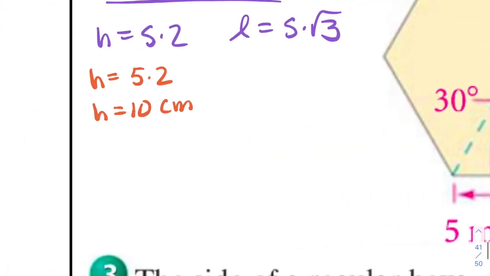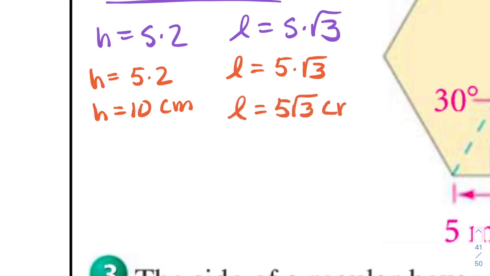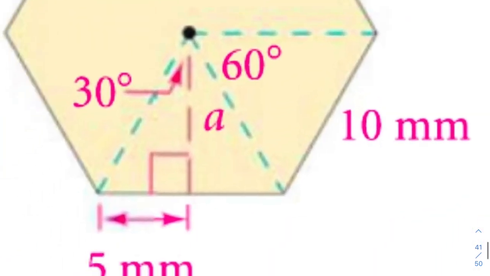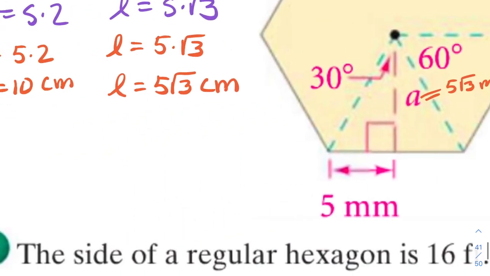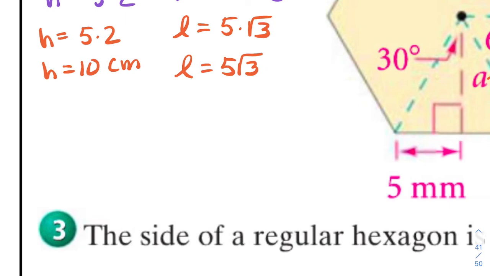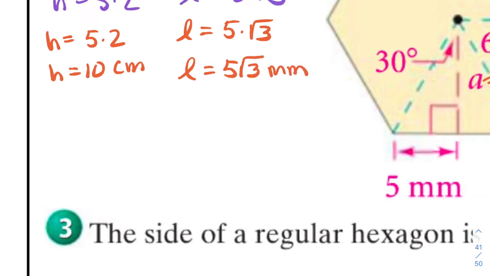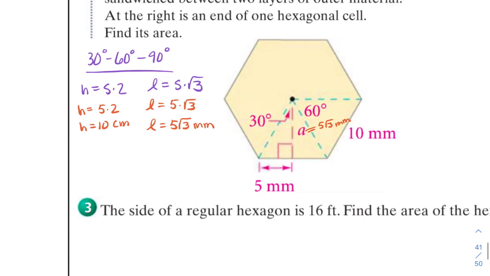That's not even what I'm looking for, though. I'm looking for this long side. So L equals 5 times the square root of 3. So L equals 5 square roots of 3 centimeters. So that's what this A is. A is 5 square root of 3. Oh, I'm sorry, millimeters. So this is in millimeters, not centimeters. It's even smaller. Okay. So now I have the apothem.